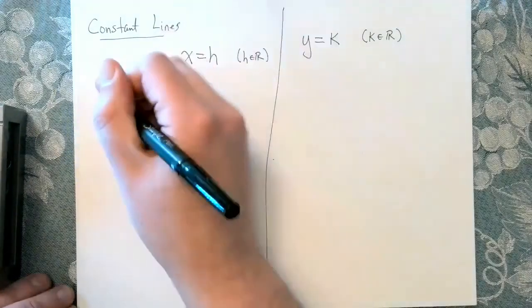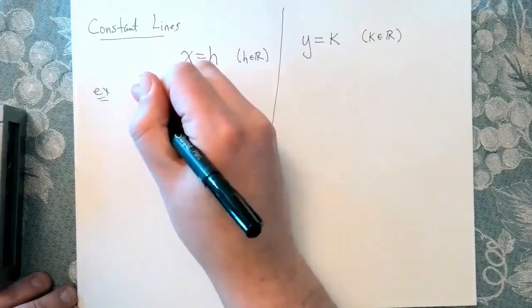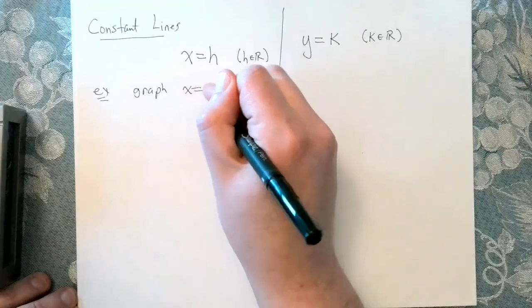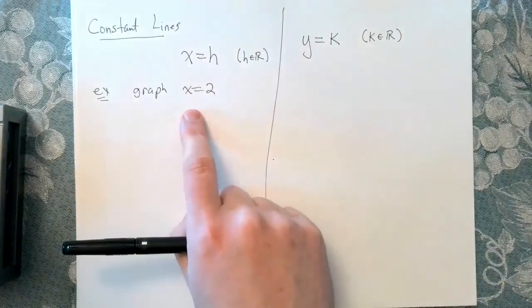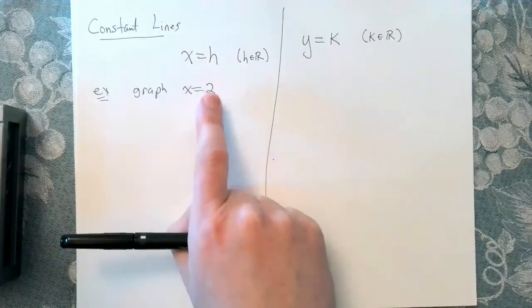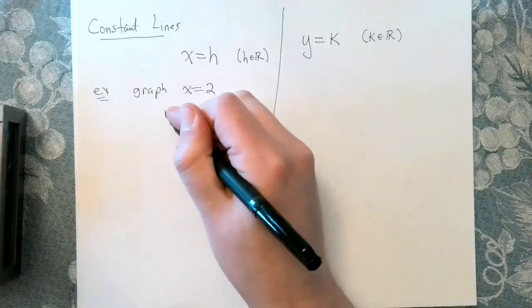And so let's give some examples. For example, let's say I want to graph x equals 2. I noticed that y is a free variable, and the way we think about this in the plane is that we collect ordered pairs of the form 2 comma y, where y takes on all numbers.